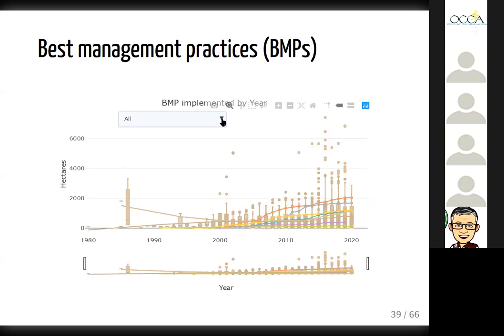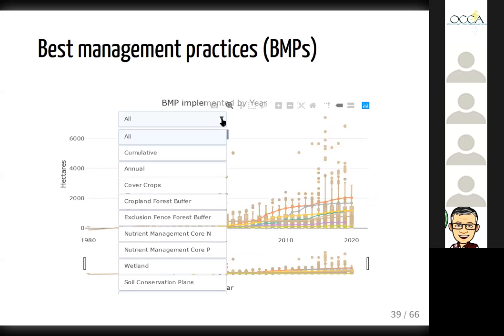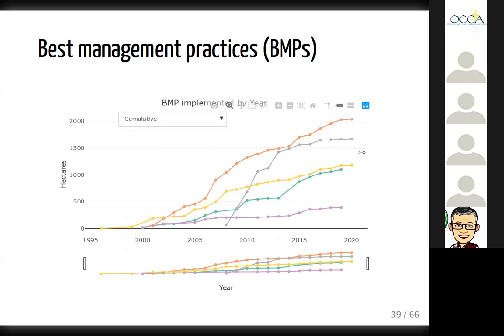So first, we're going to show a little bit of the changes in BMP implementation throughout the whole region. So the first part we're going to show is the cumulative BMPs. So these are BMPs that, when implemented, stay in the system. So things like exclusion fence forest buffers, things like wetlands, exclusion fence grass buffers, cropland, forest and grass buffers.